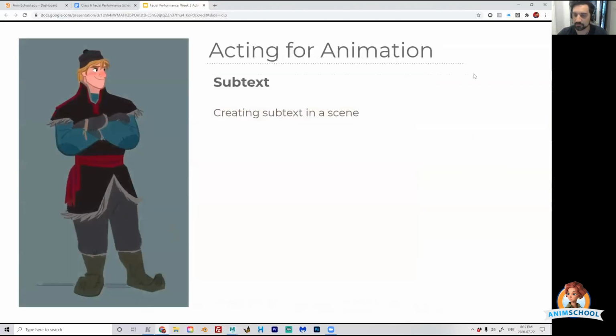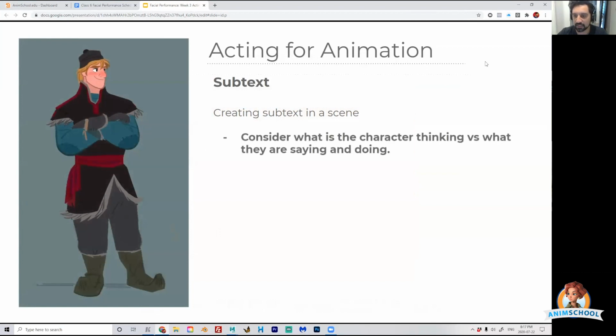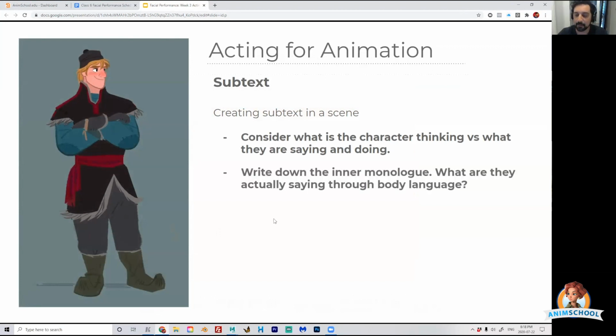So how do we do that? Creating subtext in a scene. You want to consider what it is the character is thinking versus what they're doing. And this goes back to knowing what the scene is, which definitely helps. Write down their inner monologue. What are they actually saying through their body language? Write down the actual line, and then write down what you think the actual meaning of the words is, outside of what they're actually saying.